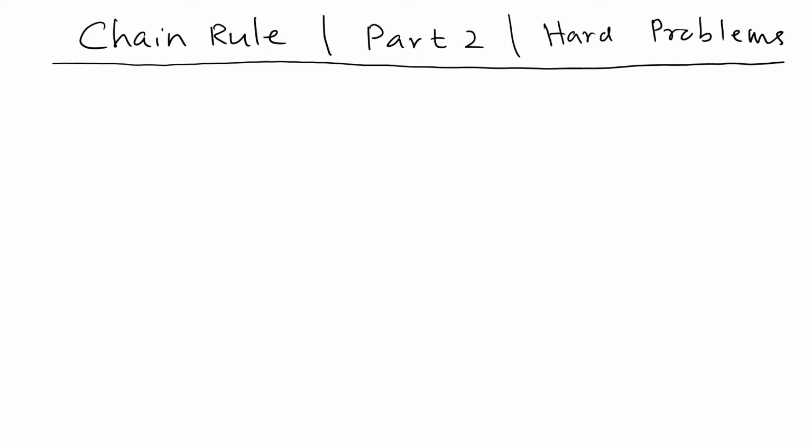This is part 2 of the chain rule video. So please watch this video after watching part 1, which solves some easy problems. In this video, we're going to try to solve difficult problems. We're going to find the derivative of difficult functions. What difficult means is that there are multiple steps in these functions, like multiple component functions.